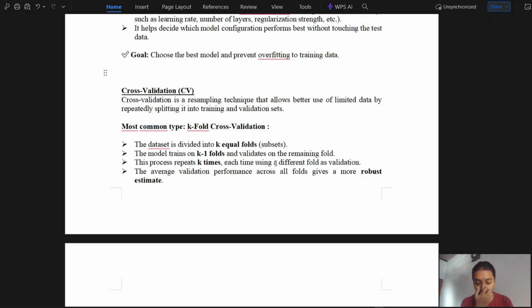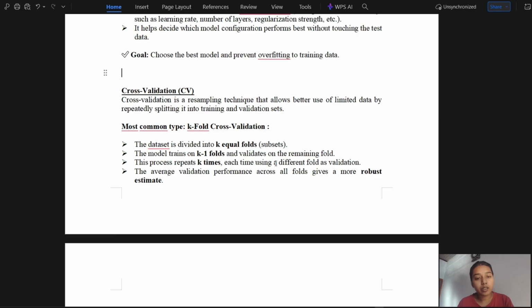Cross validation, that is CV. Cross validation is a resampling technique that allows better use of limited data by repeatedly splitting it into training and validation sets. The most common type is k-fold cross validation.